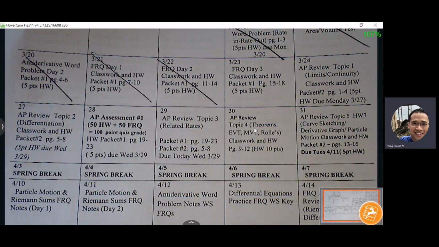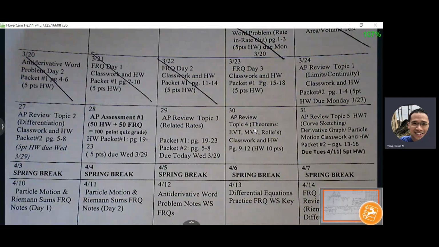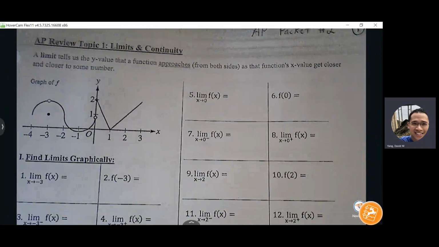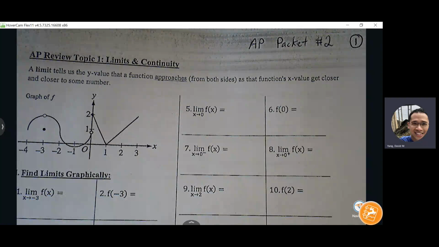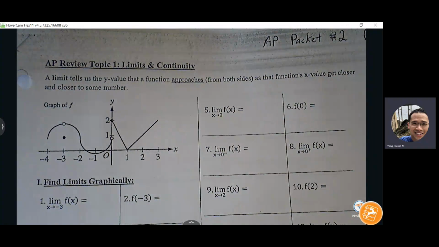Okay. Right, it's been a while since we've seen limits. Limits was the very first topic that we covered last August. But once we got to chapter two and derivatives, we kind of left limits behind. But we did revisit limits recently with L'Hopital's rule.